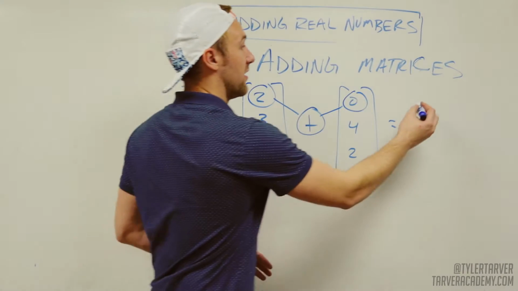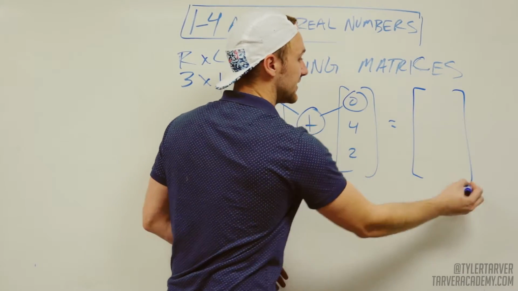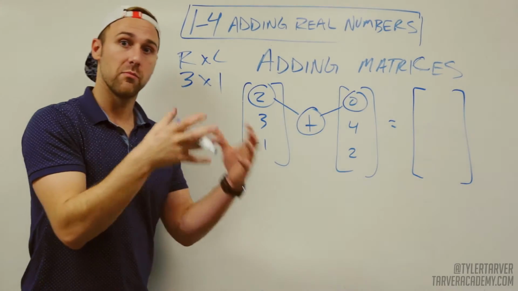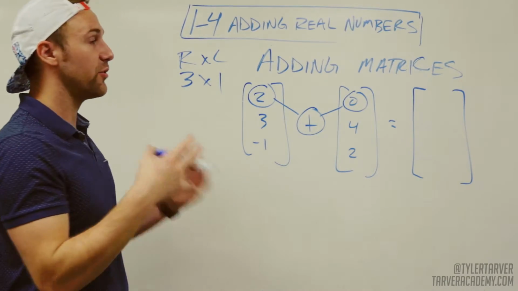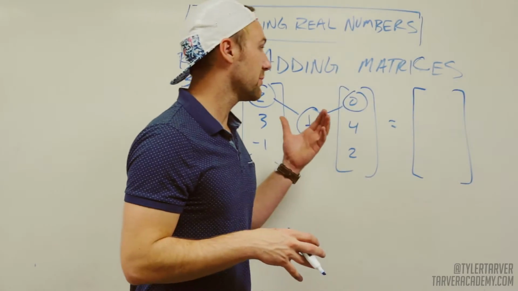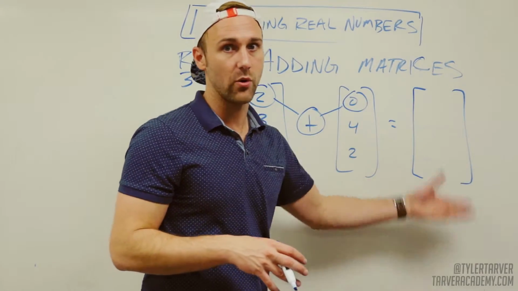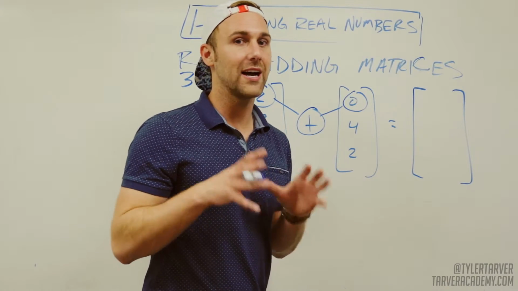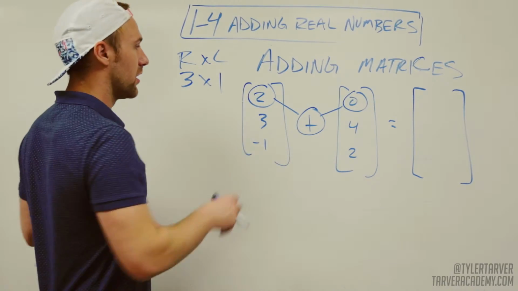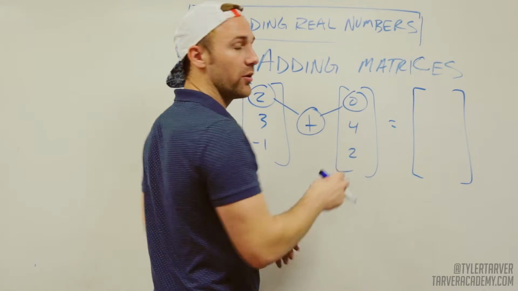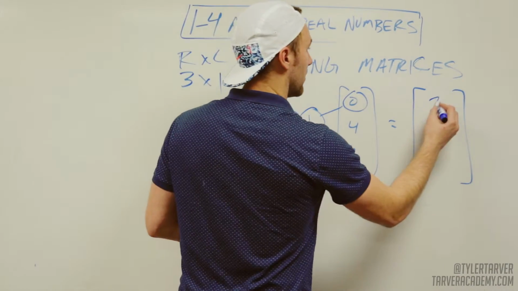Now I'm going to put my final answer in the exact same 3 by 1 bracket, okay? So your final answer when you add or subtract is going to be the exact same row and column matchup. When you multiply, it mixes up, but we're not talking about that, are we? So 2 plus 0 is 2.